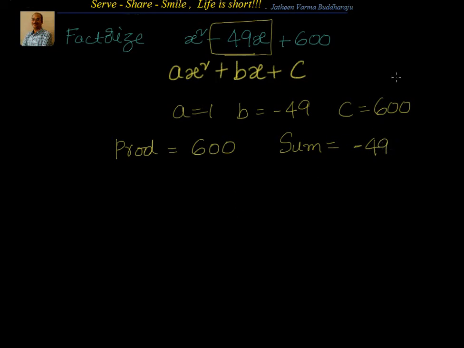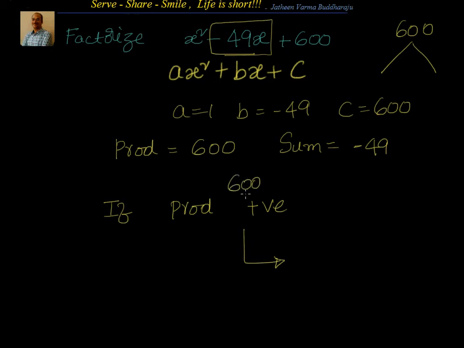So I have to divide 600 into 2 factors such that when I sum them up, I get minus 49 and when I multiply I should get 600. Now what is the logic we know? We have to first look into the product. Is the product positive? Yes, the product is positive. So we go to that criteria. Product is 600, which is positive.